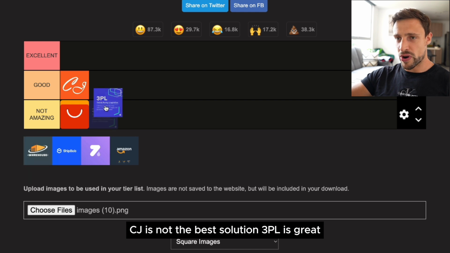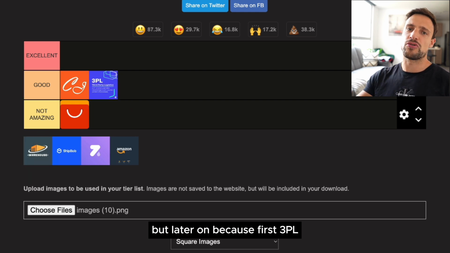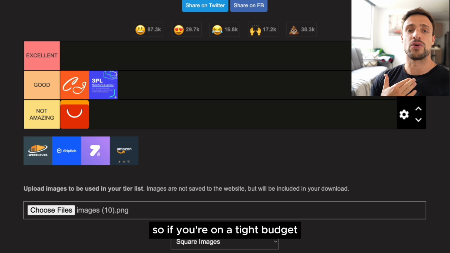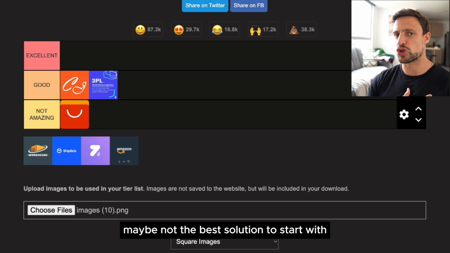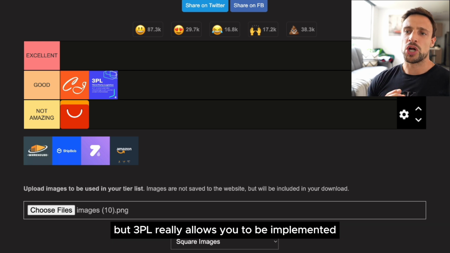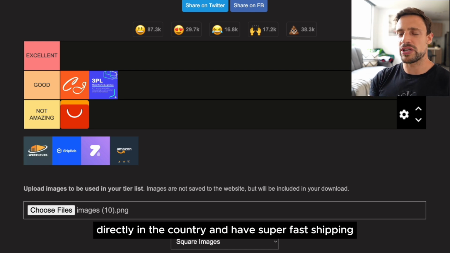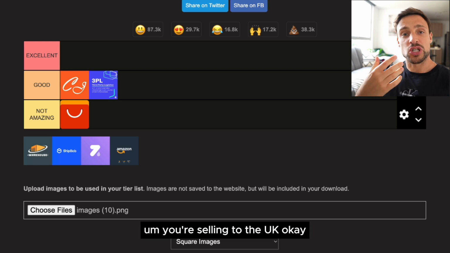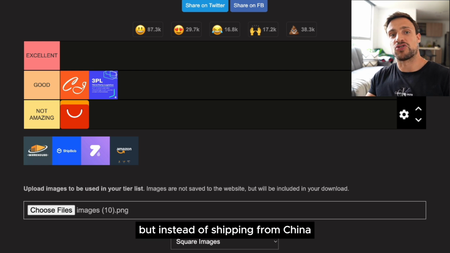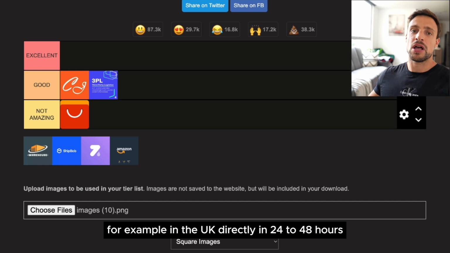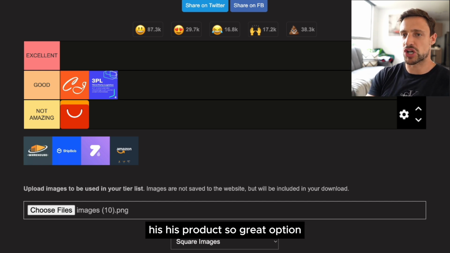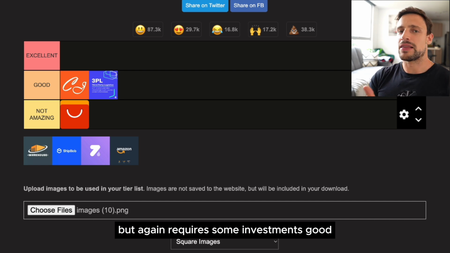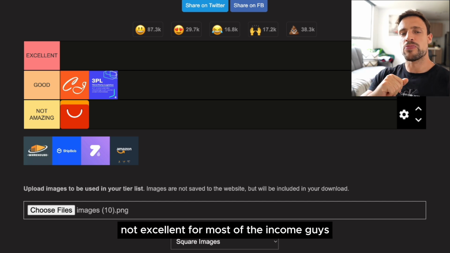3PL is great, but later on, because first with 3PL, you need to order a minimum quantity. So if you're on a tight budget, maybe not the best solution to start with. But 3PL really allows you to be implemented directly in the country and have super fast shipping. So let's say you're selling to the UK, okay, but instead of shipping from China, which will take 4 to 6 days, for example, in the UK directly in 24 to 48 hours, the customer will have received his product. So great option, but again, requires some investments. Good, not excellent for most of the ecom guys.